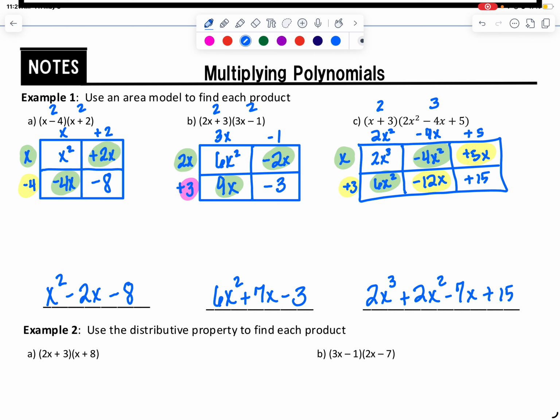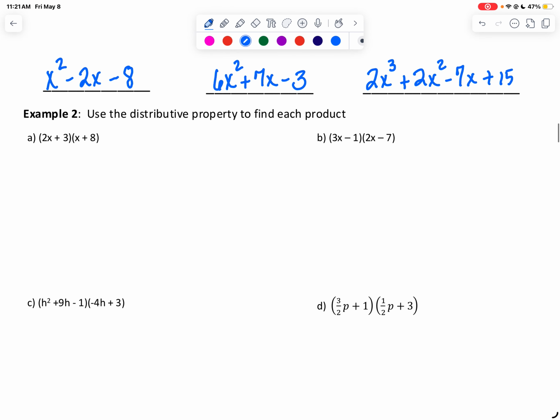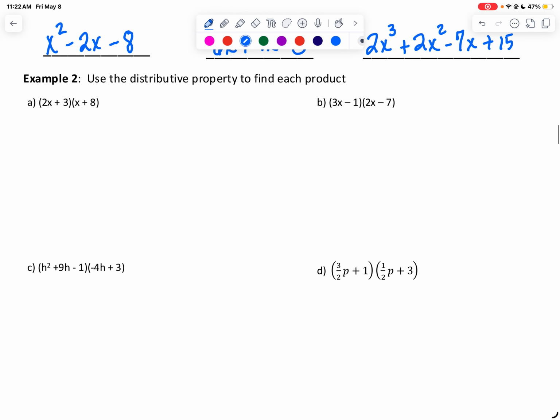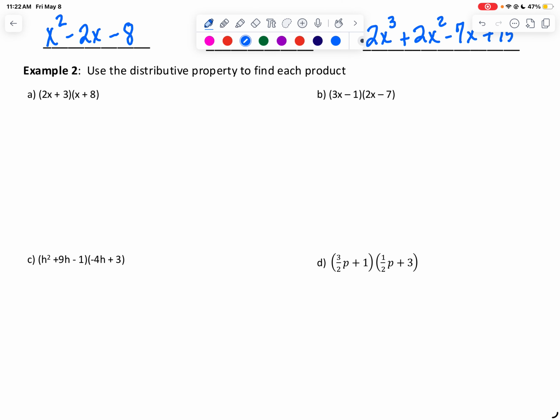All right, now let's say you don't really enjoy drawing the boxes. It takes too much time. It takes up too much room on your paper. That's fine. We can also use the distributive property to do the same process. So let me show you how that works. In example 2, problem A, it says use the distributive property to find each product. And we have 2x plus 3 times x plus 8.